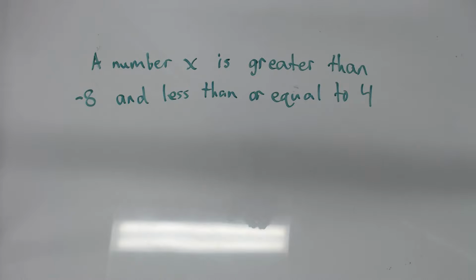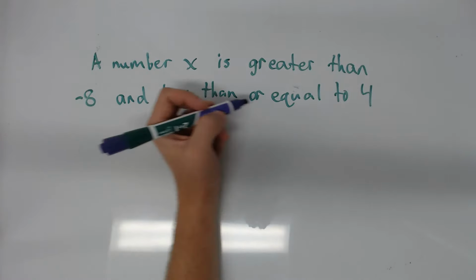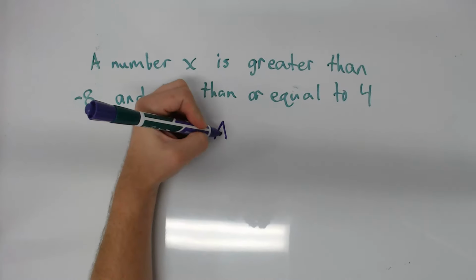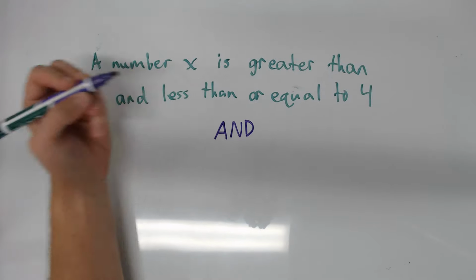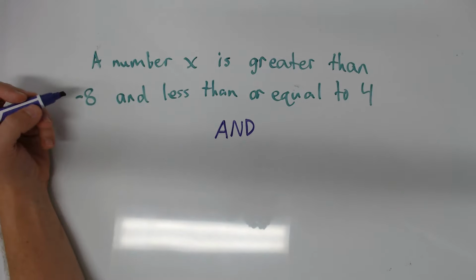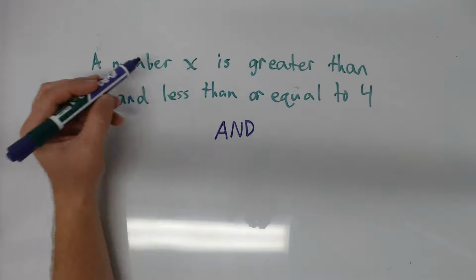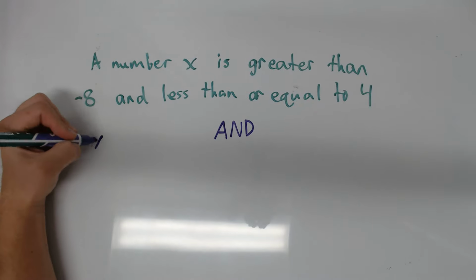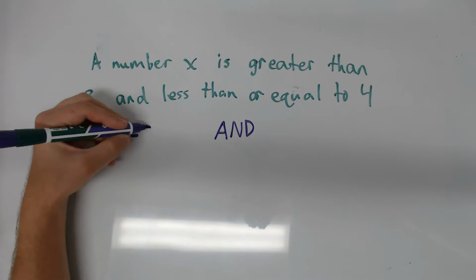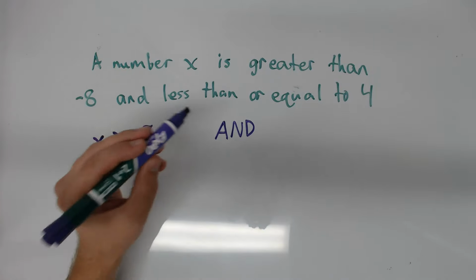I forgot to graph the last one for you, but I won't forget on this one. A number x is greater than -8 and less than or equal to 4. So I'm going to write the word and, but I'll also have a second way of writing and inequalities. X is greater than -8. Can't be equal to because it specifically wants greater than.